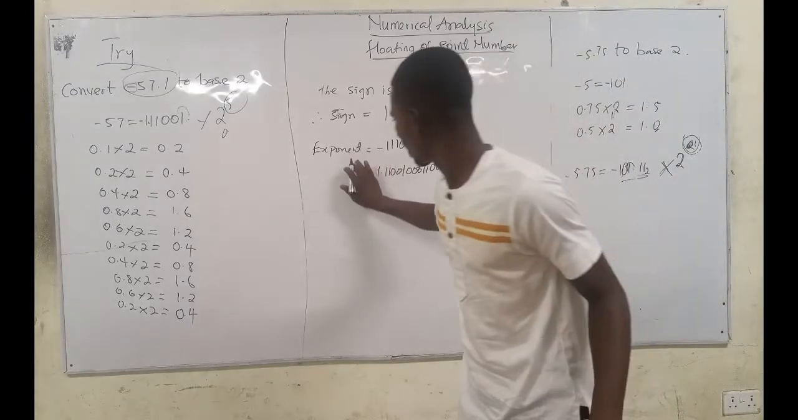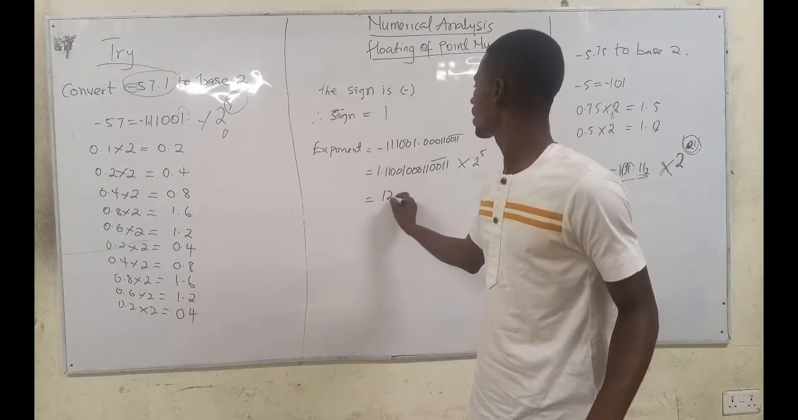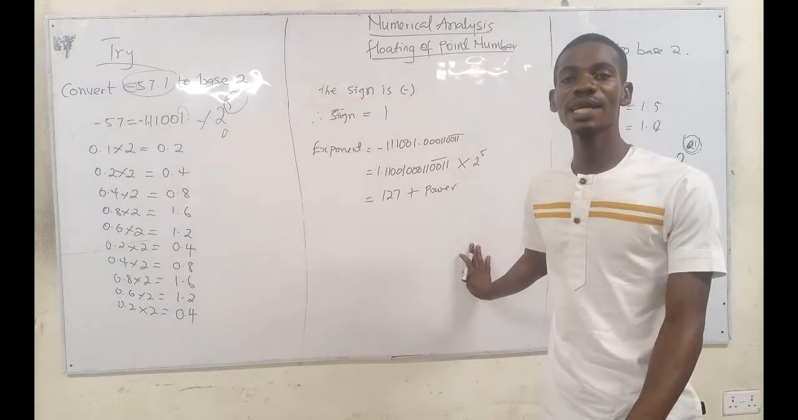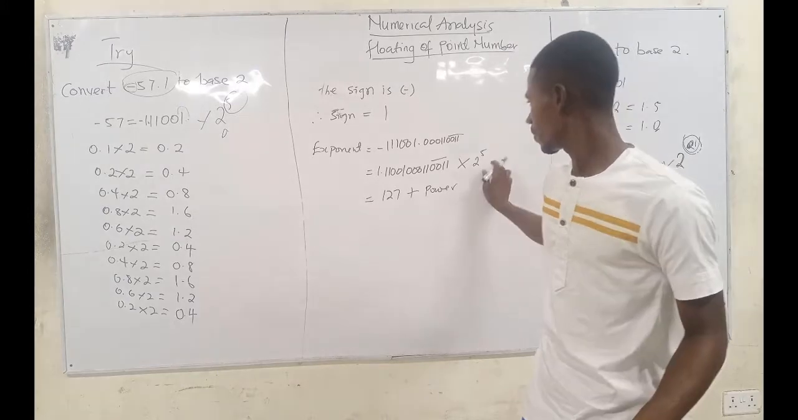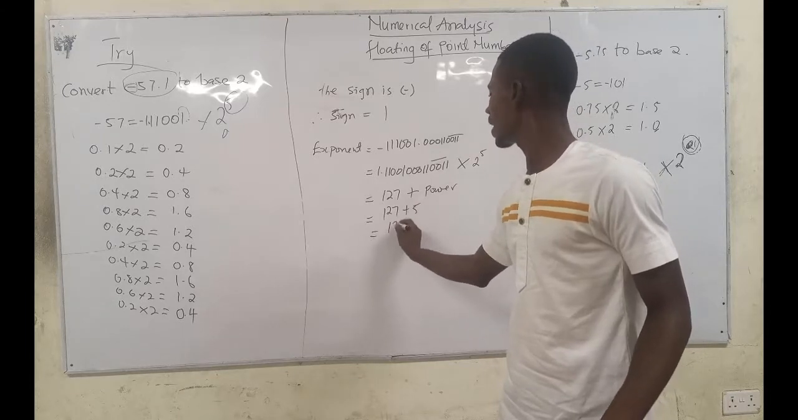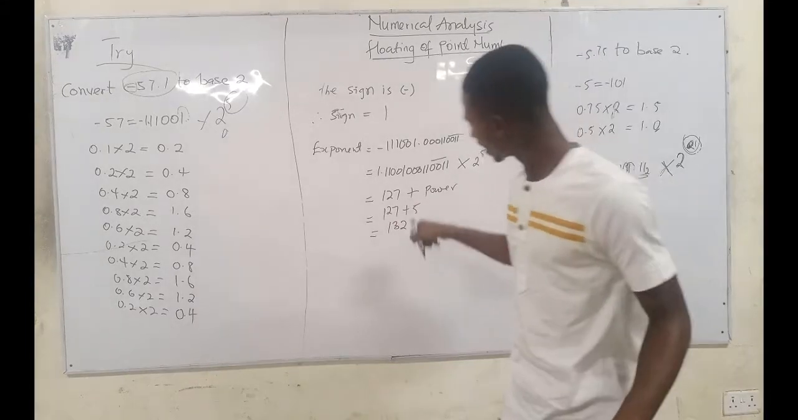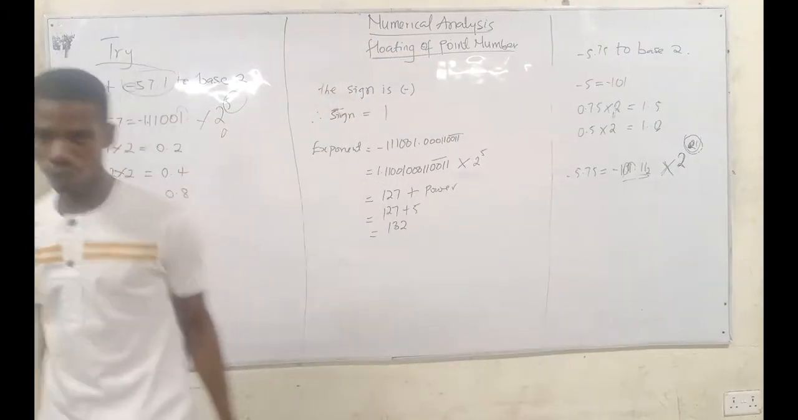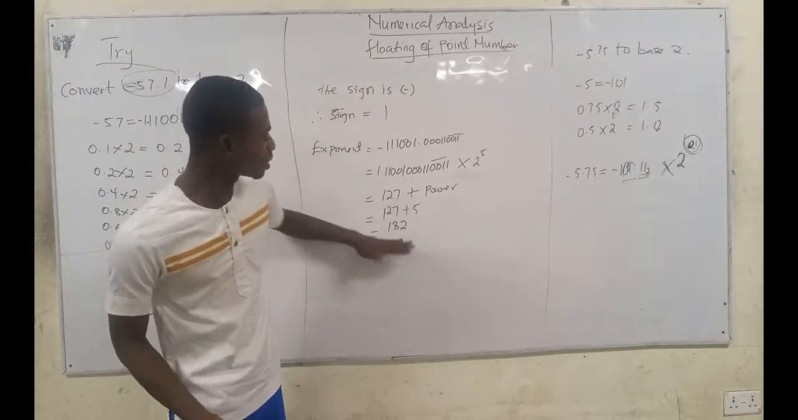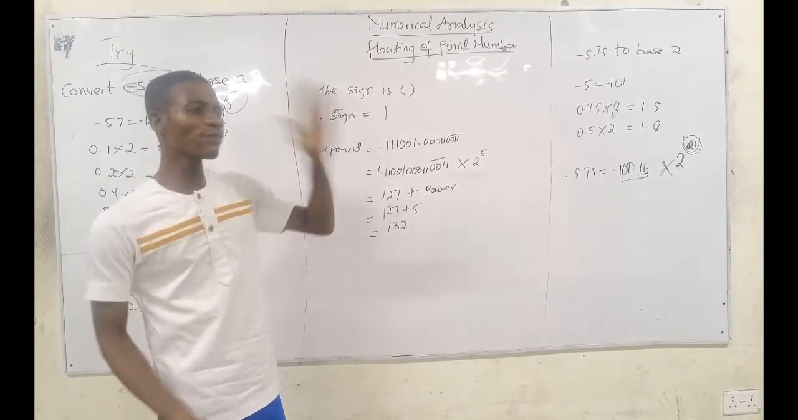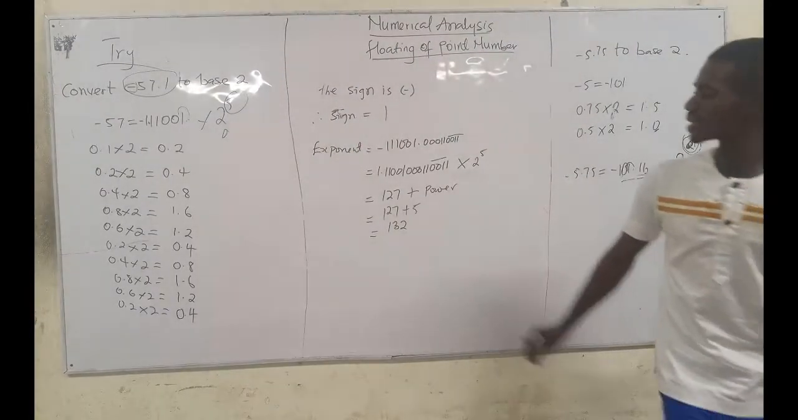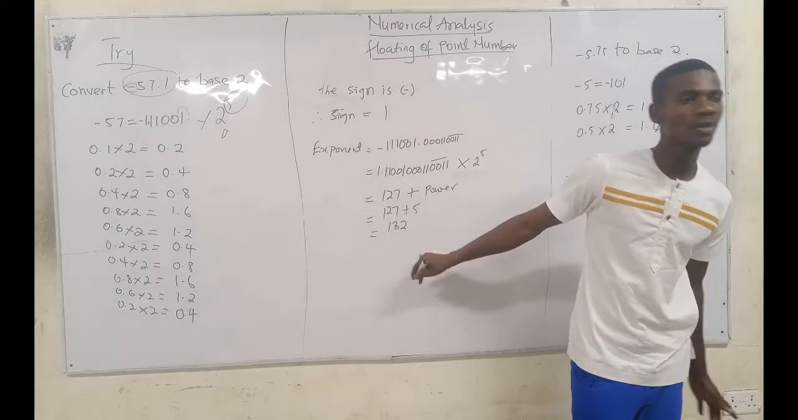Times 2 to the power. To find the exponent is 127 plus the power. Is that okay? And the power here is 5. So it's 127 plus 5, which gives us 132. So let's convert this 132 to base 2. Whatever exponent you get, convert it to base 2. In floating numbers, our concentration is to work in base 2. So make sure this 132 is converted to base 2.